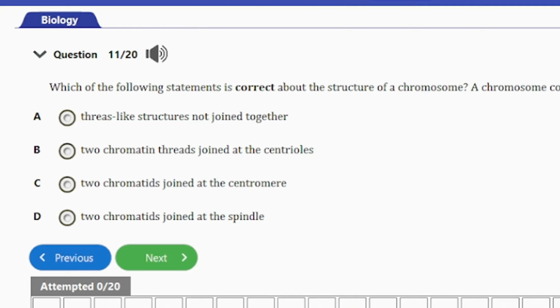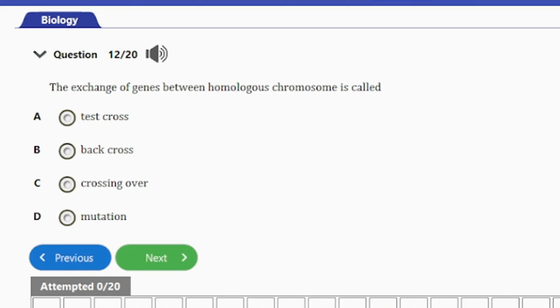So chromosomes are actually duplicated and become visible under the microscope as long and thin threads. They are between 0.25 microns to 50 microns in length, and each of these duplicated chromosomes is made up of two sister chromatids that is attached by a centromere. So let's consider the next question.